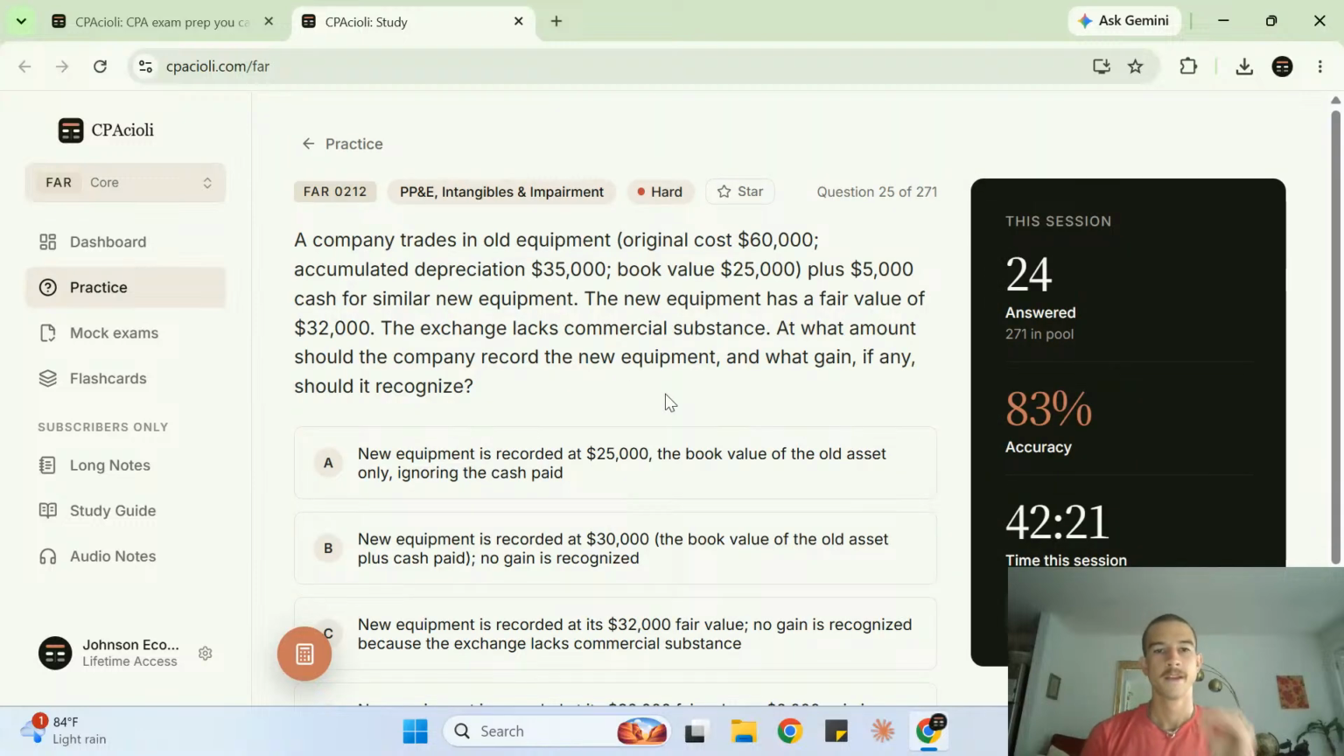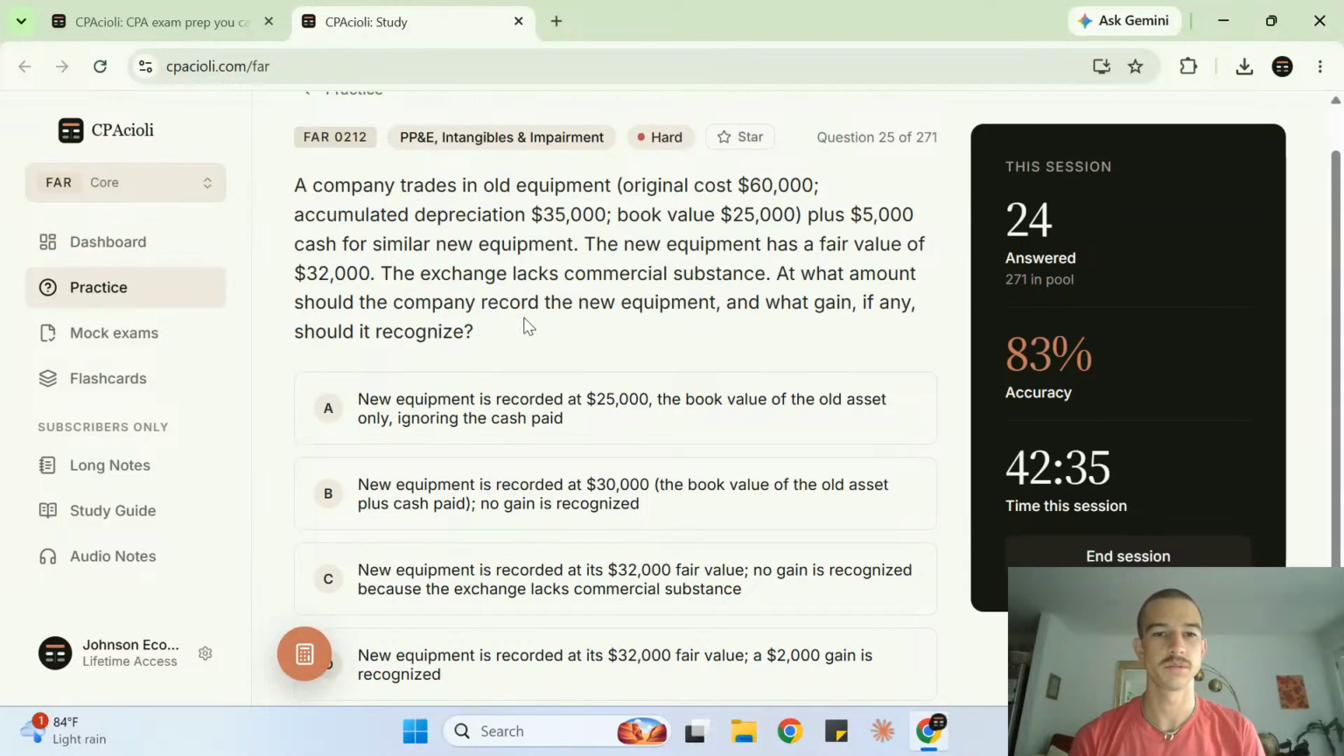Cool. Company trades in old equipment plus 5,000 cash for similar new equipment. The new equipment has a fair value of 32. So it's a gain of 2. Lacks commercial substance. At what amount can we record?